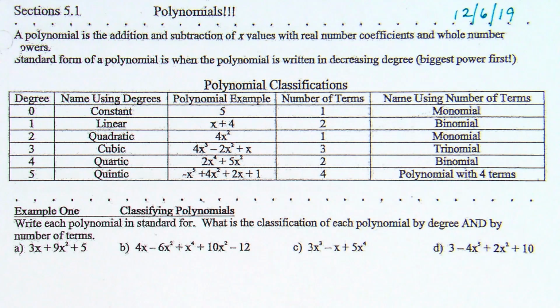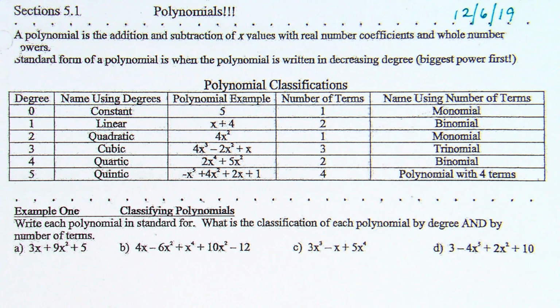Lesson 5.1 is polynomials. You guys have seen polynomials before, okay? This is not brand new, especially what we're doing here at the top. This is not new, okay? Definition here: a polynomial is the addition and subtraction of x values with real number coefficients and whole number powers.